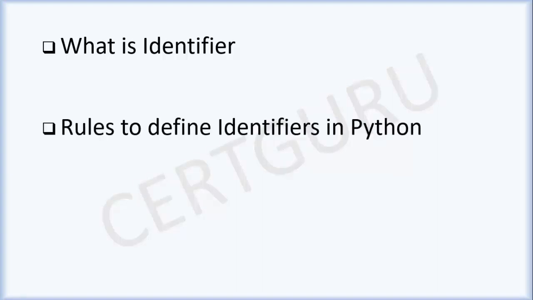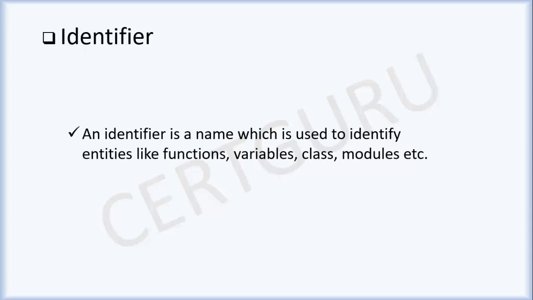Hi, in this video, we will be discussing identifiers in Python. So what is an identifier, and what are the rules to define identifiers in Python? An identifier is a name which is used to identify entities like function, variable, class, module, etc.